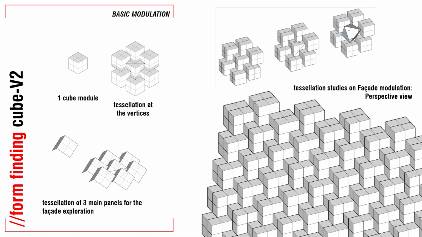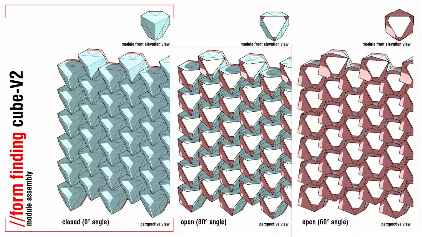With the same opening panel concept as before, this cube V2 module has been explored to only have a few opening angles, with only a 30-degree angle and a 60-degree angle, because it is impossible to have a greater angle than 60 degrees, as it will clash with another module.